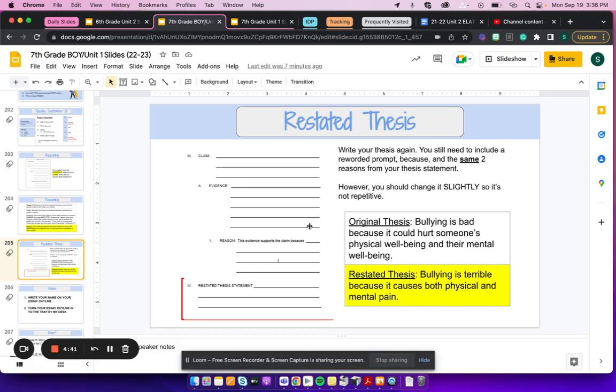So for example, if my original thesis says bullying is bad because it could hurt someone's physical well-being and their mental well-being, then my restated thesis at the end of my outline could say bullying is terrible because it causes both physical and mental pain. So I am communicating the exact same information, but I'm saying it in different words so that my writing is more interesting. So you need to add a restated thesis statement on your outline.